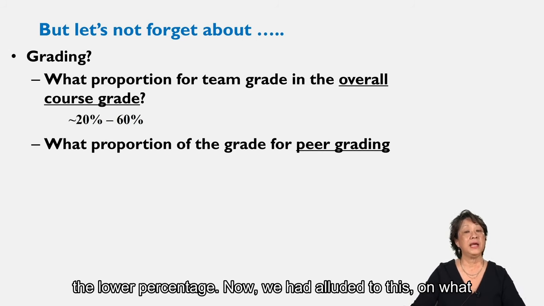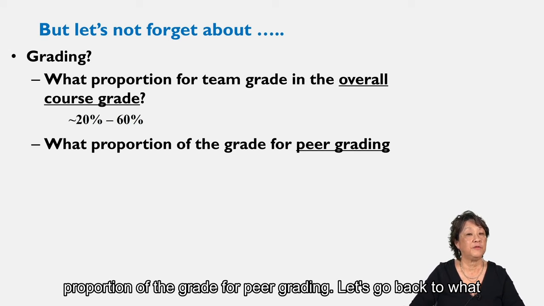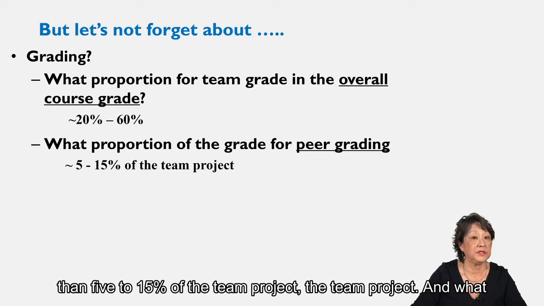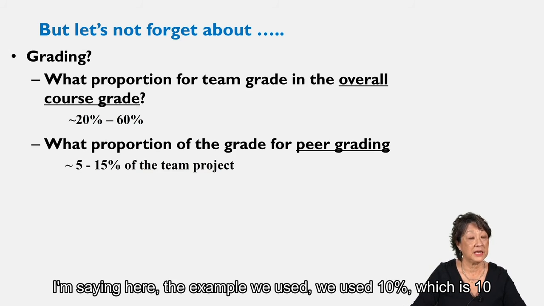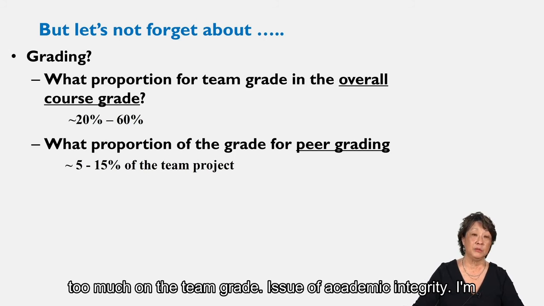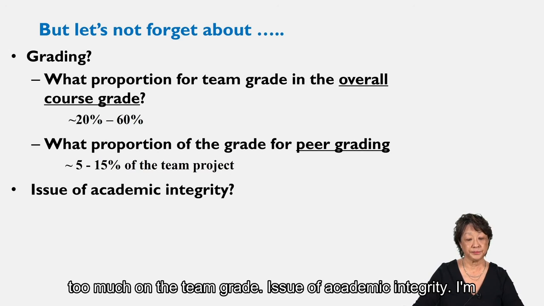Now, we had alluded to this on what proportion of the grade for peer grading. Let's go back to what I said. If it's 100 points for your team project, do not go more than 5 to 15% of the team project. In the example we used 10%, which is 10 points. Because if you do too much, then that relies too much on the team grade.